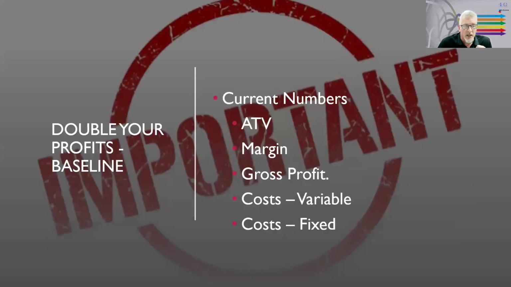So the baseline is you have to have some handle on your current numbers. You need to understand your average transaction value. In other words, every time you sell something, on average, what's it worth to your business? You need to understand your margin. In other words, how much are you charging above cost? You need to understand your gross profit, and you need to understand your costs, which ones are variable and which ones are fixed. It's not that difficult.